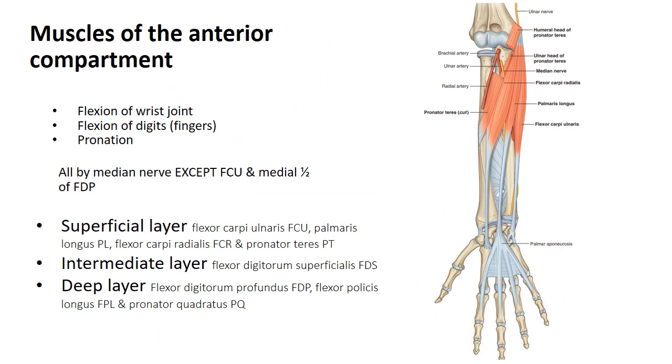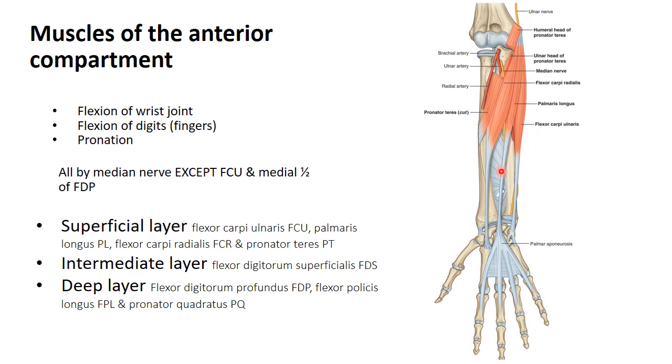Now, for descriptive purposes, we divide the muscles of the anterior compartments into three layers. The muscles of the anterior compartment share some general characteristics. First, they are flexors, so they flex the wrist or the fingers. They also pronate the forearm. Some muscles act as pronators.